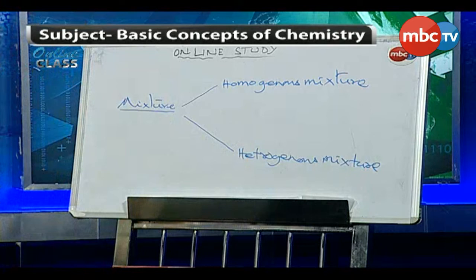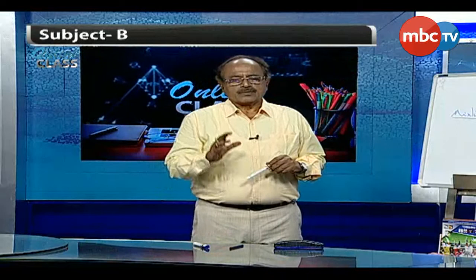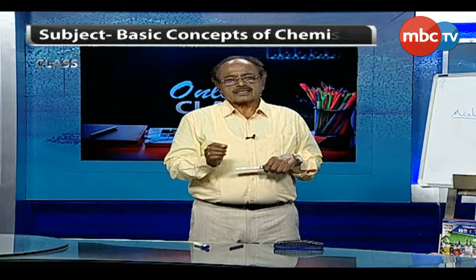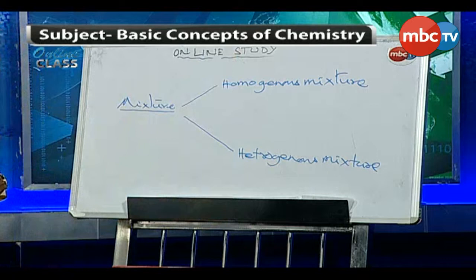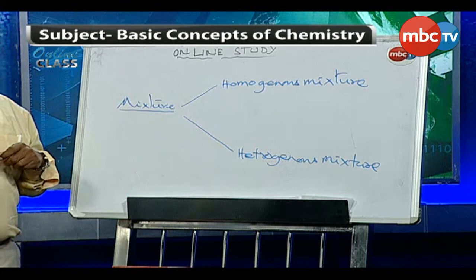For example, when you take salt and put it into water, the salt vanishes and we get a solution. This solution we say is a homogeneous mixture of the solute, the salt, and the solvent. In a homogeneous mixture, the different components remain in a uniform state. It can be a gas, it can be a liquid, it can also be a solid.